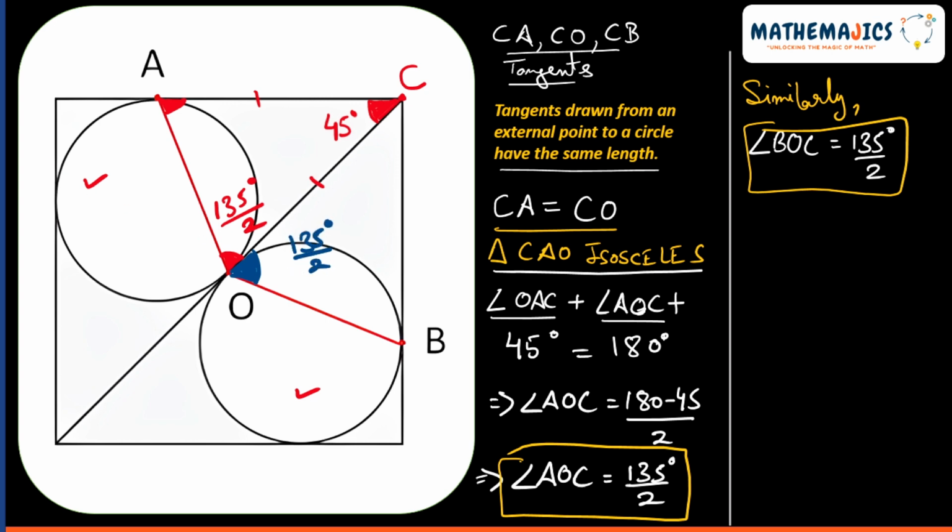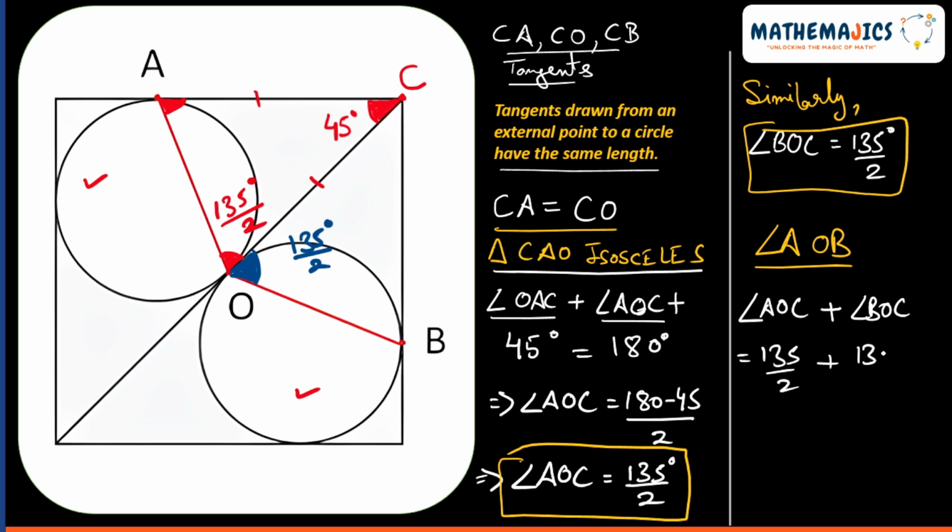Correct? And which angle we need to find out? We need to find angle AOB. Now, what is angle AOB? Angle AOB is sum of angle AOC and BOC. That gives us 135 by 2 plus 135 by 2, which gives us the final answer, that is 135 degree. The measure of angle AOB is 135 degree. This will be our final answer.